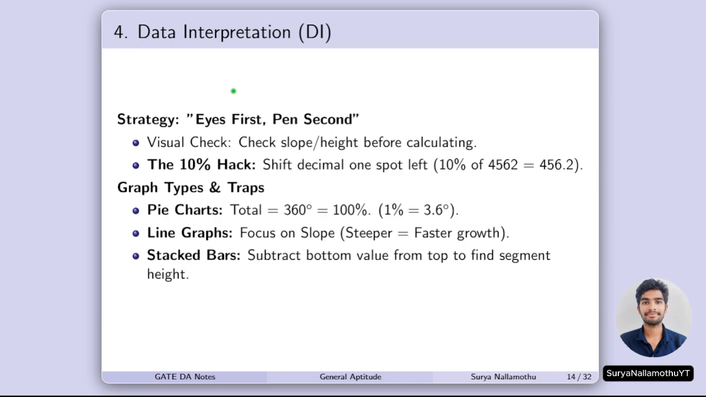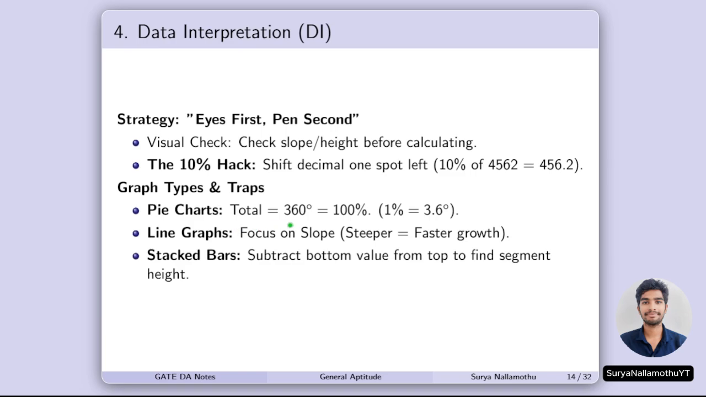Data interpretation. Data interpretation means, first the pen: we need to identify and visualize the question very clearly, then apply the pen on the paper. If we apply this type of strategy, then we definitely get 50% of the problem strategies. Now, some graph types and traps.